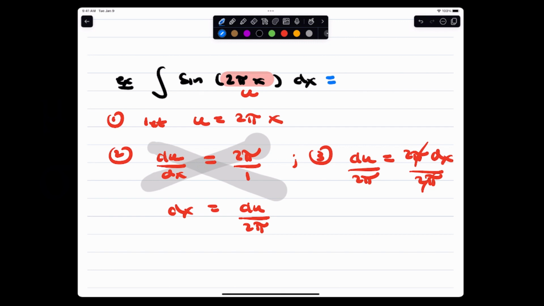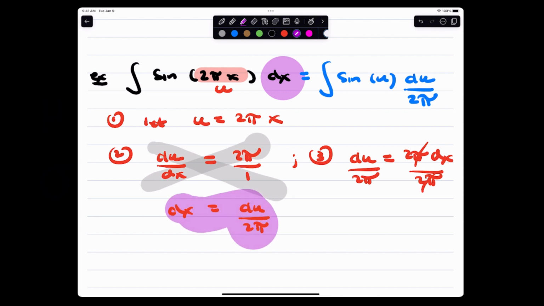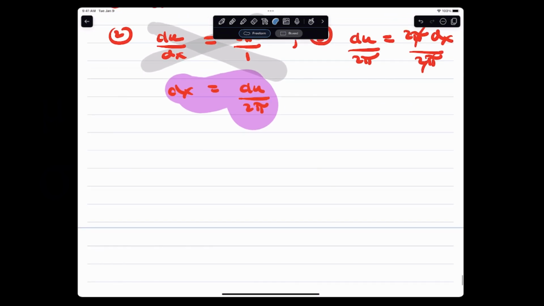So you see this integral? When I substitute, what does that integral really become? Do you guys know what that becomes? This is going to be sine u, and then du over 2 pi. Because don't forget, make sure you do this. Do you see this here, this dx? That's what dx is. It's du over 2 pi. This is what you really integrate.